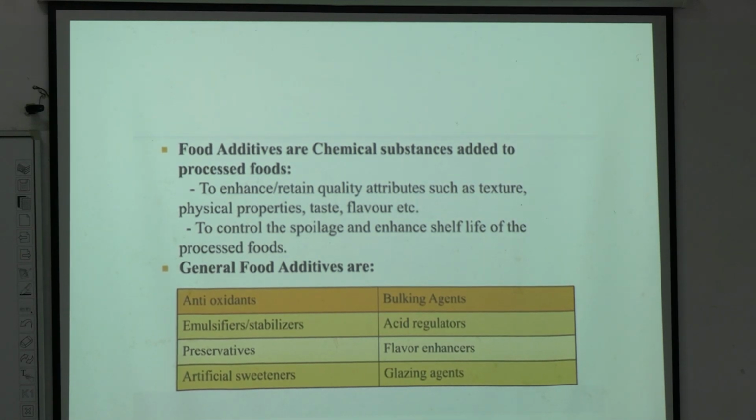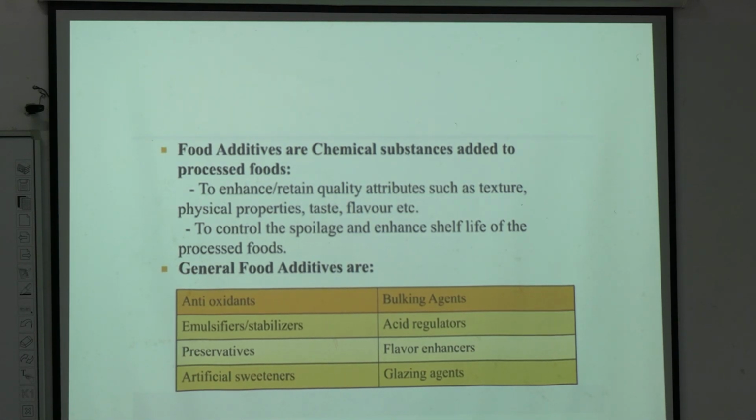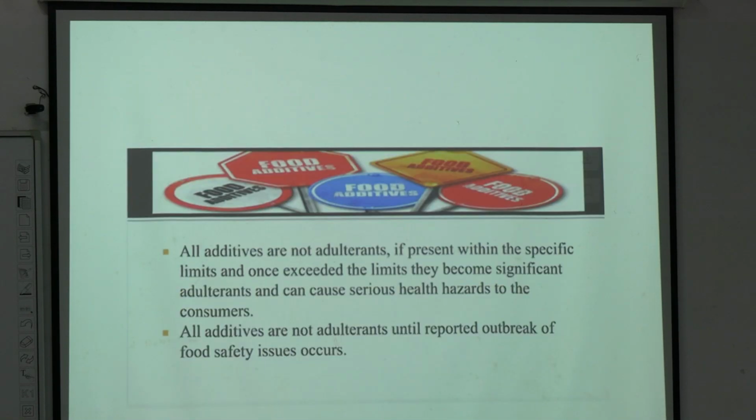They can also be classified into these groups: antioxidants, emulsifiers, preservatives, artificial sweeteners, bulking agents, acid regulators, flavor enhancers, and glazing agents. Now, this is very important. All additives are not adulterants, if present within the specific limits. We'll come to the definition of adulteration later. Once exceeded, they become significant adulterants and can cause serious health hazards to the consumer. So all additives are not adulterants, whatever you add in food is not an adulterant.